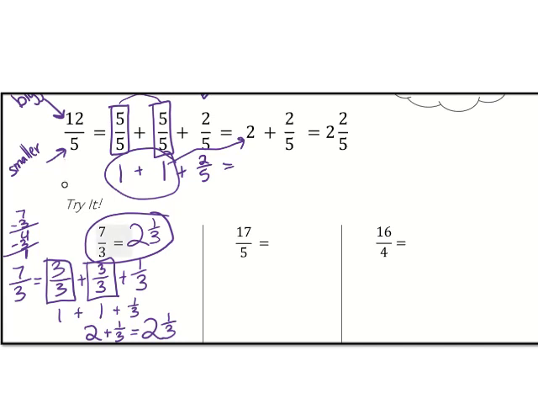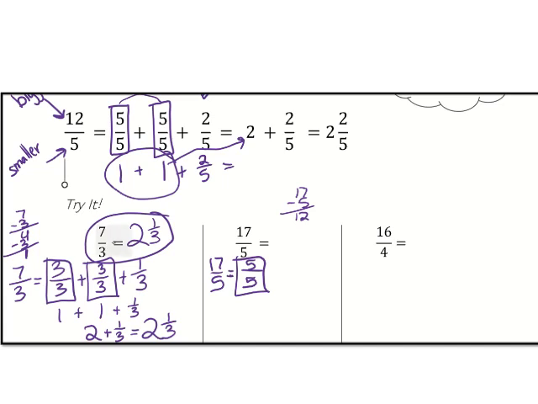Moving on to the next one, you can either work with me or you can pause the video, solve it on your own, and check your work. Here I'm working with 17/5. Since I'm working with fifths, I know I need to make groups of 5/5 to form whole numbers. If I take one group of 5/5, I'm going to write that up here, 17 minus 5.